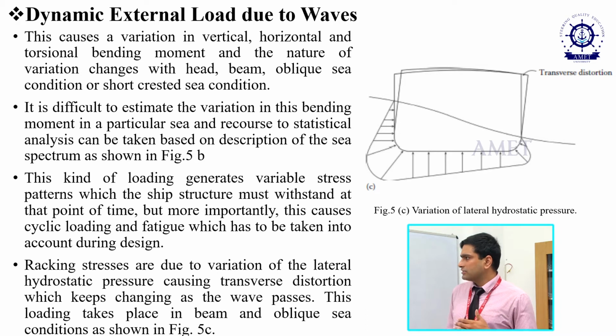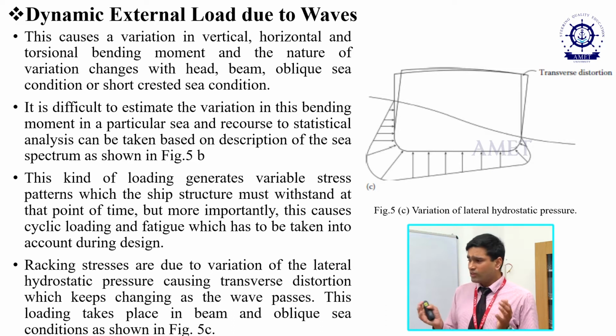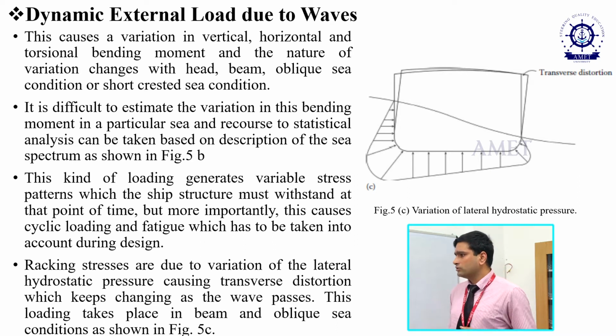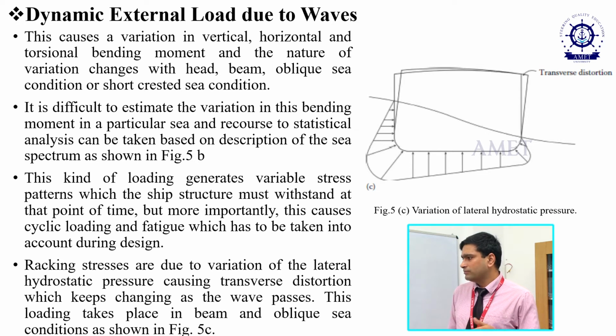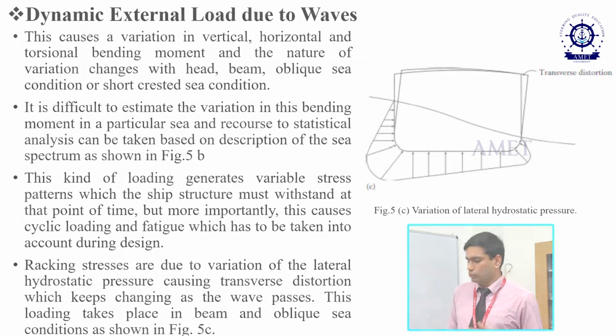There is a racking stress which is visible in this diagram. The racking stress is due to the variation of the lateral hydrostatic pressure along the side walls and causes the distortion of the side walls, which keeps on changing when the wave passes along it. This loading can take place in beam sea and oblique sea conditions both.